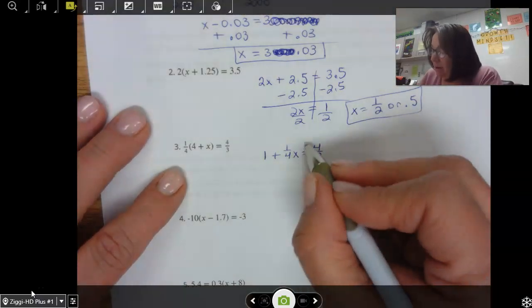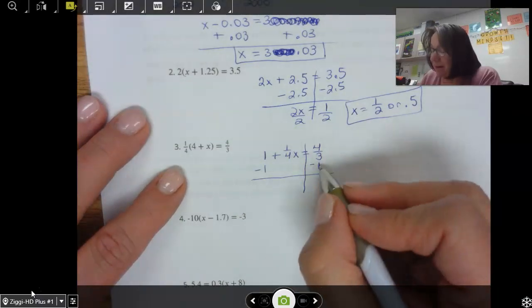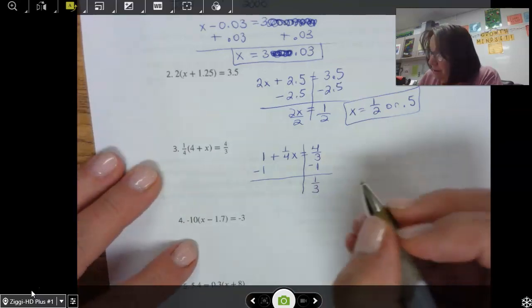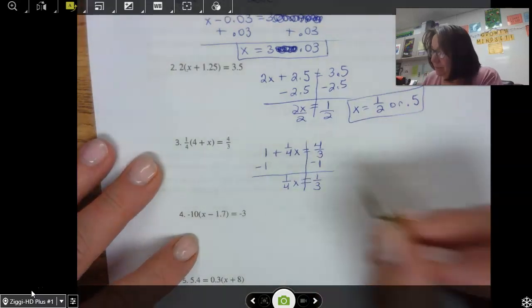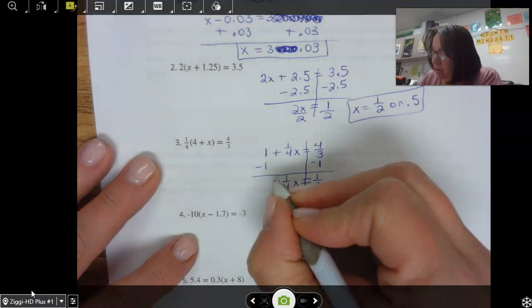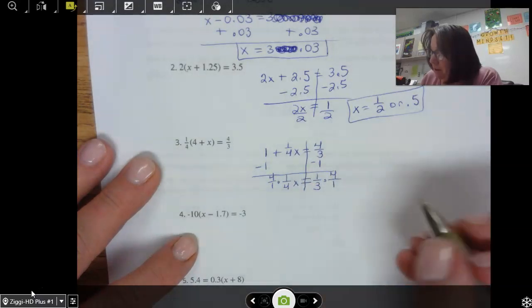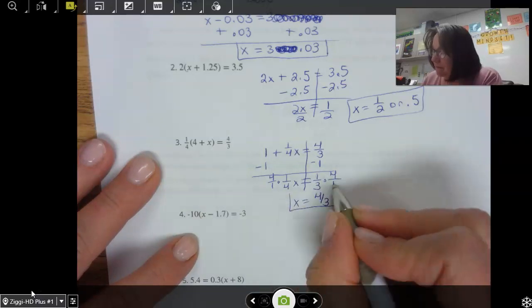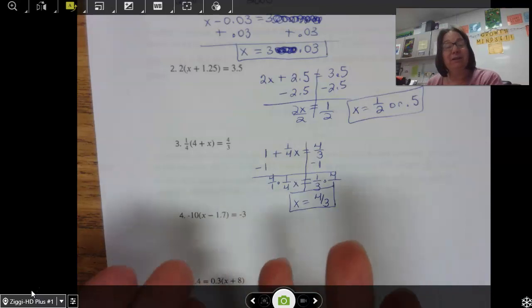So again, you're going to get rid of the 1 by subtracting. 4/3 minus 1, or 3/3, would be 1/3. And over here I have 1/4 x equals 1/3. So again, to solve, undo it by multiplying by the reciprocal. So we multiply by 4, and I get x is 4/3. So whichever method you choose, you would have still gotten this answer. This may just be the quickest or the easiest route to do that.